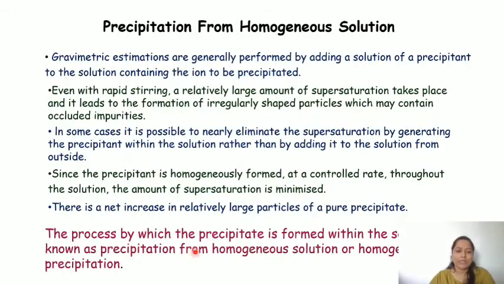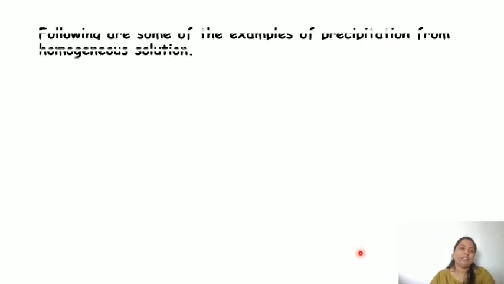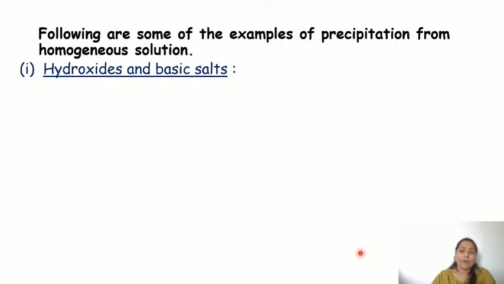Okay, it is a simple definition. Precipitant is formed within the solution. The process by which the precipitate is formed within the solution is known as precipitation from homogeneous solution or homogeneous precipitation. Let us see one example of homogeneous precipitation.